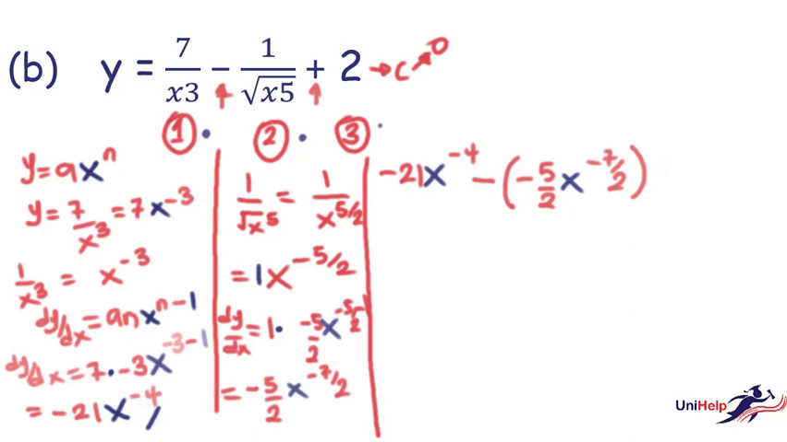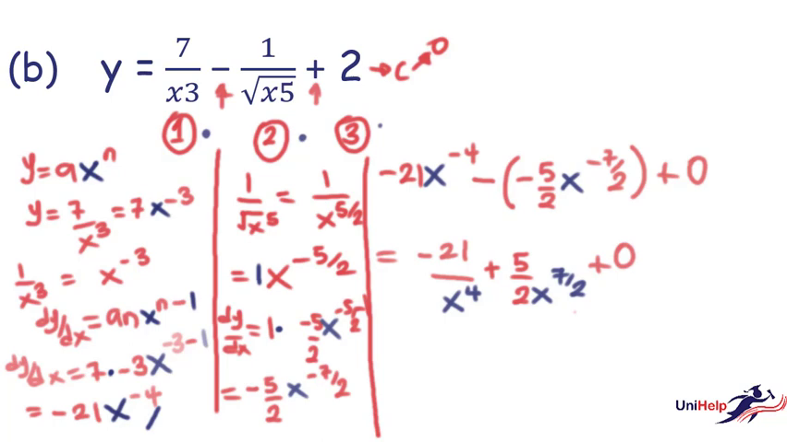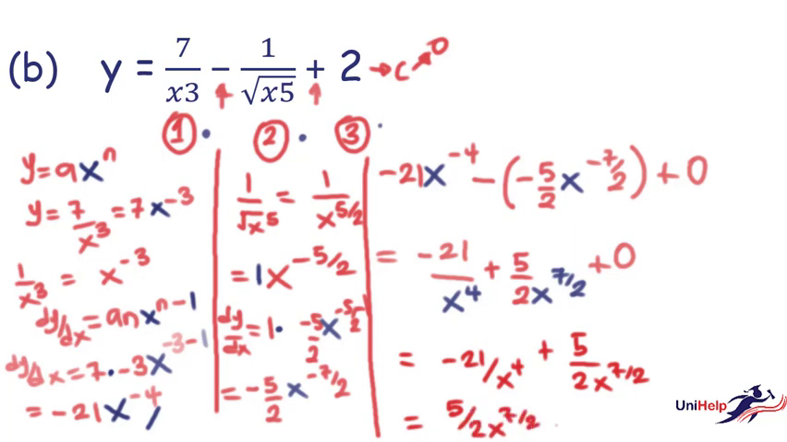plus 0, which when rewritten nicely is negative 21 over x raised to the power 4 plus 5 over 2 x to the 7 over 2 plus 0, which is equal to negative 21 over x raised to the power 4 plus 5 over 2 x raised to the power 7 over 2, which when written very nicely gives 5 over 2 x raised to the power 7 over 2 minus 21 over x raised to the power 4. And that's the answer to this problem.